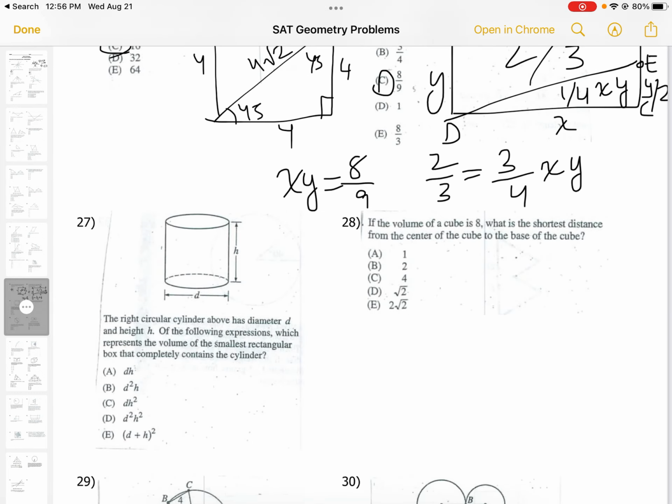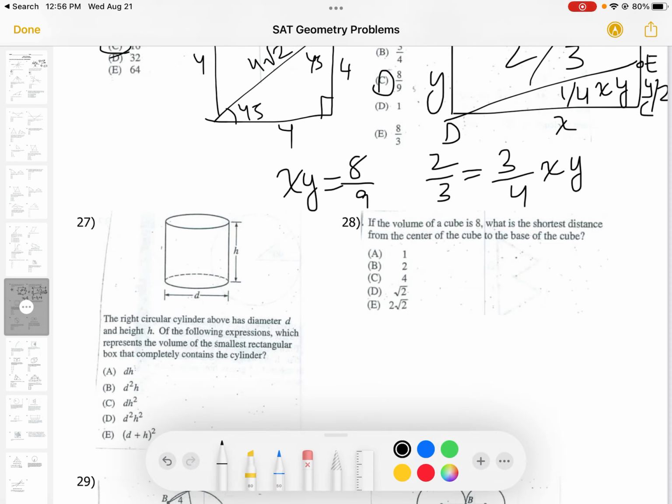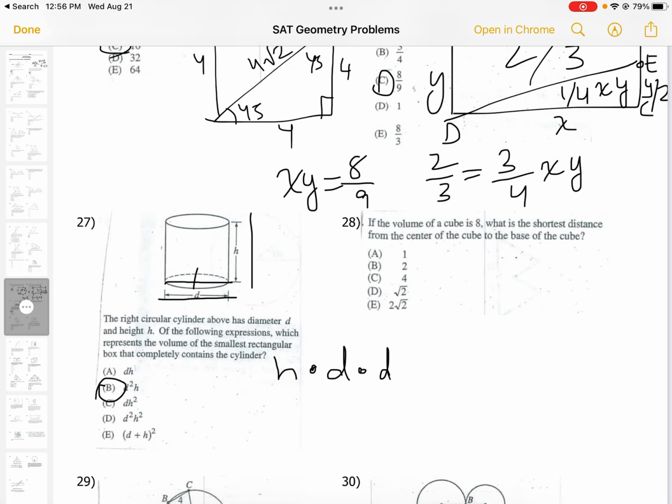Okay, the right circular cylinder above has diameter d and height h. Which of the following expressions represents the volume of the smallest rectangular box that completely contains the cylinder? Okay, so we know the smallest height we need is h. The smallest width we need is d. And the smallest depth we need is also d, because if the diameter of a circle is d this way, it'll also be d the other way. So it's h times d squared, which is d squared h, and that's b.